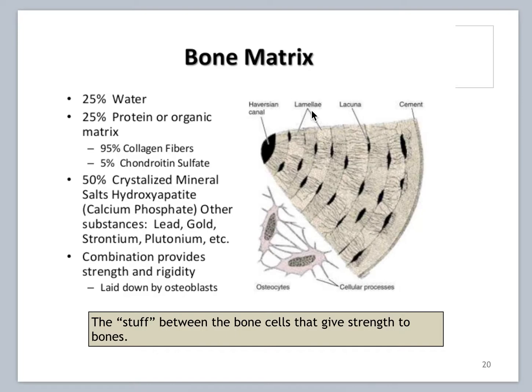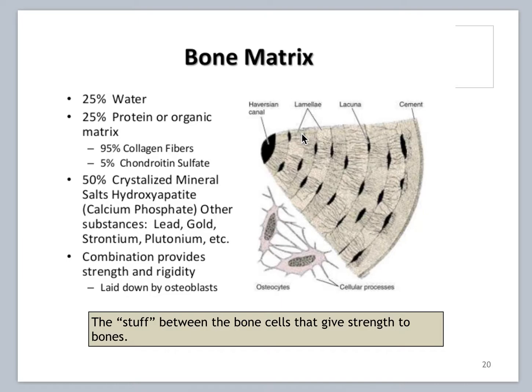Now, we've talked about bony matrix when we talked about connective tissue. Matrix, remember, is the stuff between the cells of a connective tissue, and bone is a connective tissue. So this is in between the bone cells. There's stuff, and this stuff is called bone matrix.